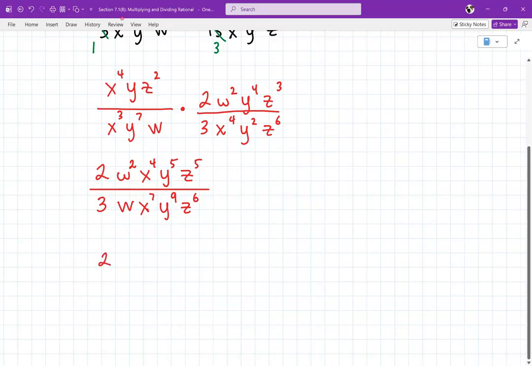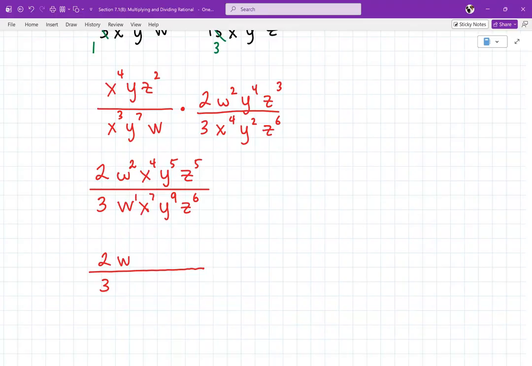So I'm going to put a 2 again. If it looks a little weird with the fraction, don't worry. We can always rewrite it if you really want to. Okay, but here we go. W squared divided by W to the first. So you subtract the powers. W to the first, okay? So 2 minus 1, that's positive 1, right? So that W to the first stays up on top.